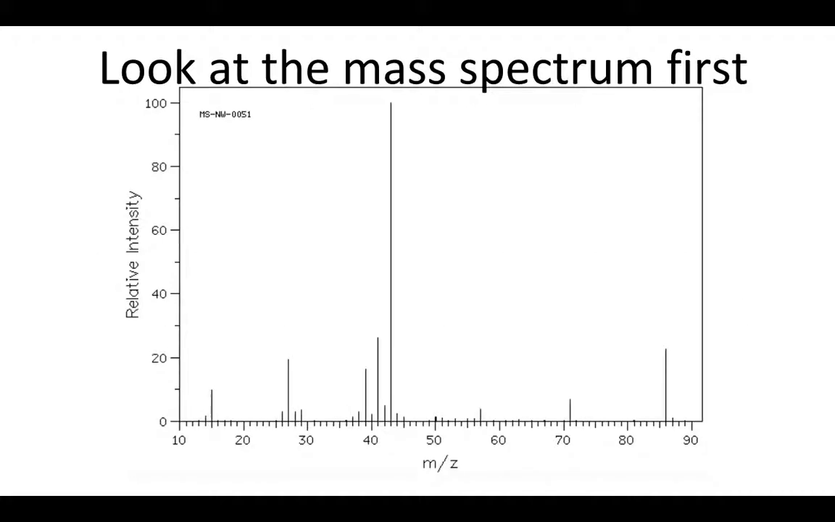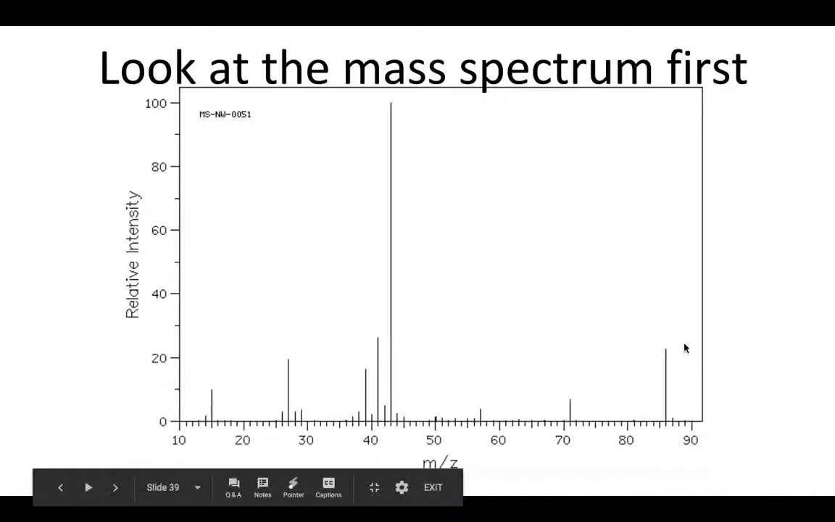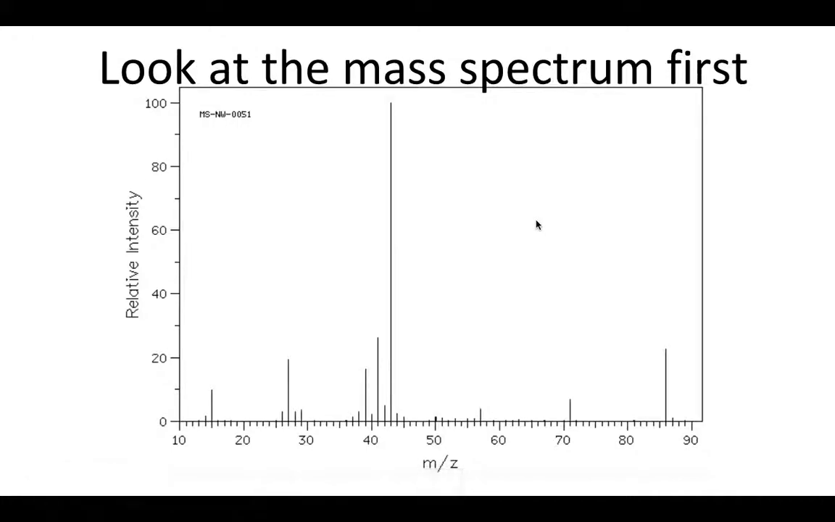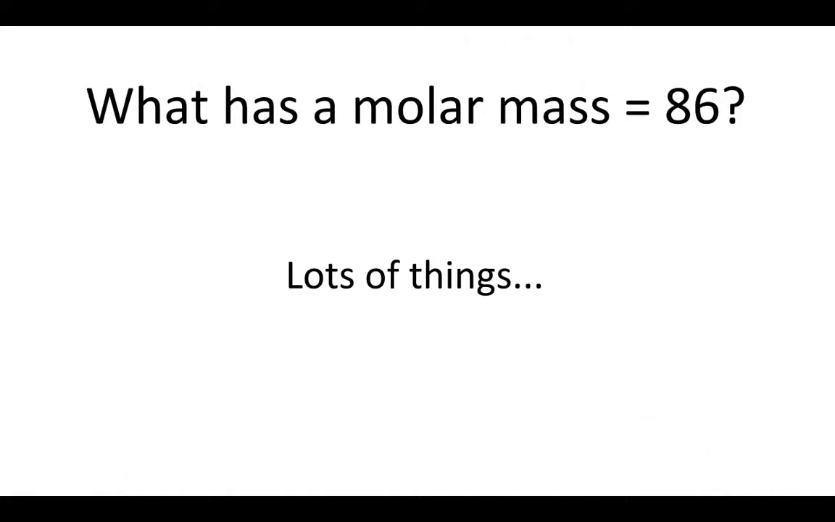Okay? So, the first thing we're going to do is take a look at the mass spectrum. And from this, we're going to get the molar mass of the compound. And I see here that the molar mass is going to come from the molecular ion peak here. I'm going to ignore the isotopic peak. And that's going to give me a molar mass of 86. So what I want to look for is molecules that would have a mass of 86.